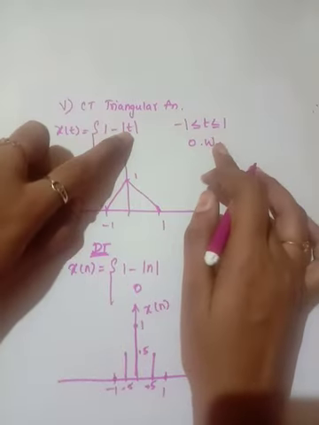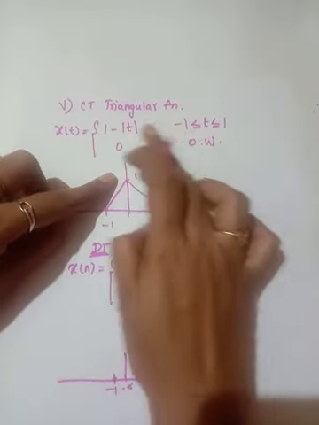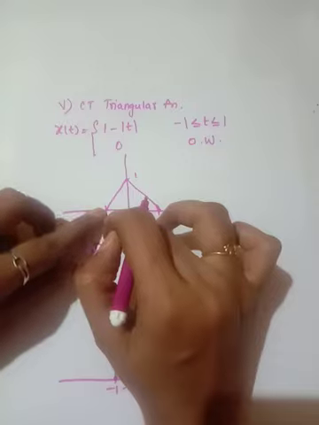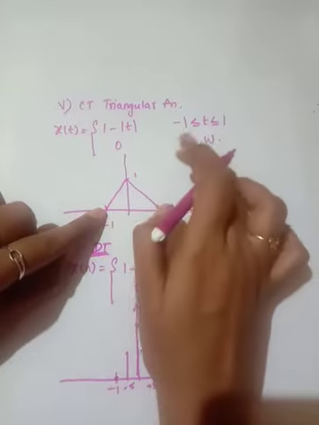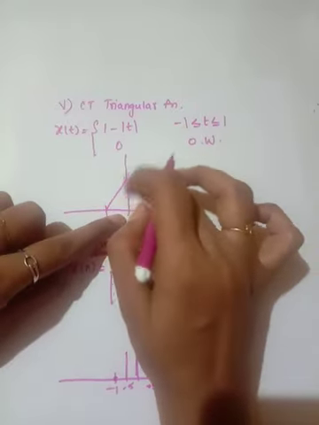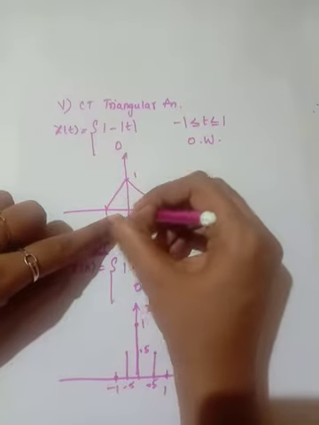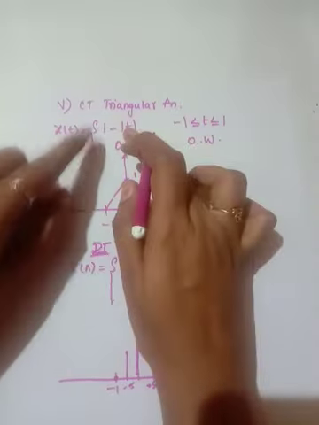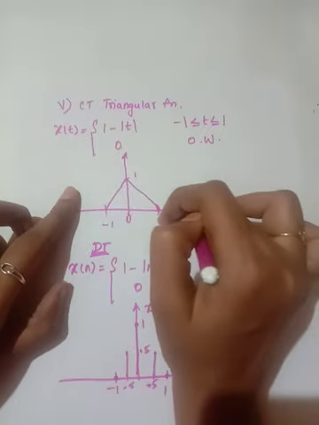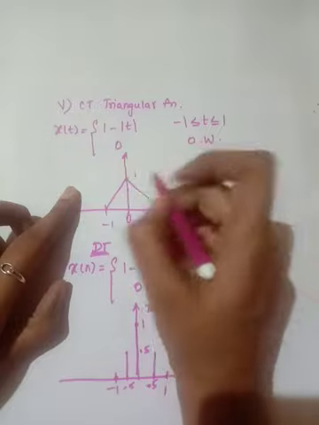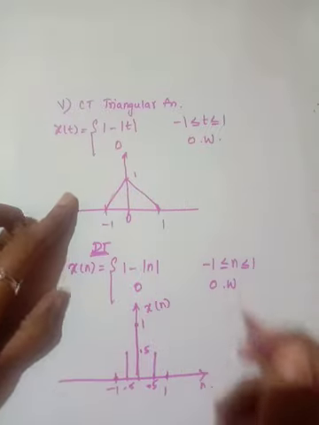Here I have chosen -1 to 1, and the function is 1 minus mod t. When I substitute -1, mod of -1 becomes +1, so 1 minus 1 becomes 0. At -1 it is 0. At t equal to 0 it is 1. At t equal to 1, 1 minus 1 is 0. So when I join these three points, I get a triangular wave.